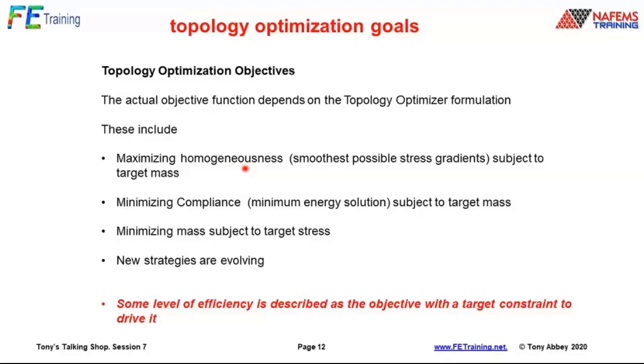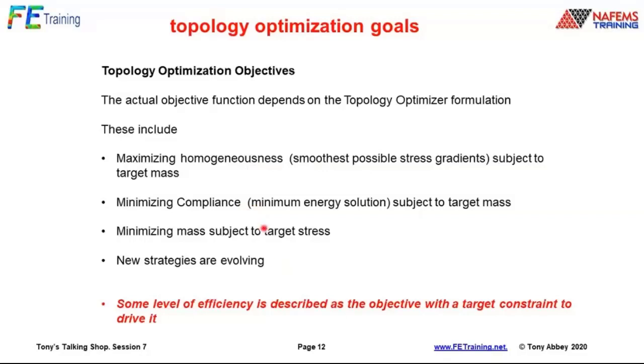We can also minimize compliance. We can think of that as optimality criteria. It seems like a good idea, but people have actually worked very hard to show mathematically that minimizing compliance will show an optimum solution. So some of these are a little bit woolly. It seems like a good idea, like fully stressed design, for example, or homogeneousness. Some are actually a hard mathematical definition. We can also minimize mass subject to target stress, and other strategies are evolving.